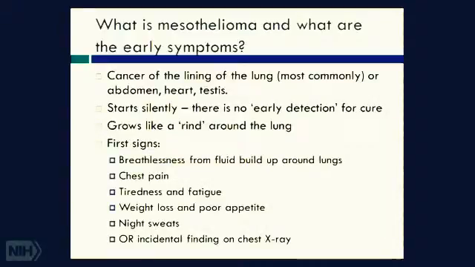So what are the early symptoms? Well, it can start silently, and tragically that means that it's very, very difficult to detect early. And unlike breast cancer or prostate cancer, there is not really any early detection program that can lead to cure. It then grows like a rind around the lung. If you think of the rind of an orange, with segments leading up into it, the mesothelioma is like that, growing as a rind and forcing its way up through the segments as well.